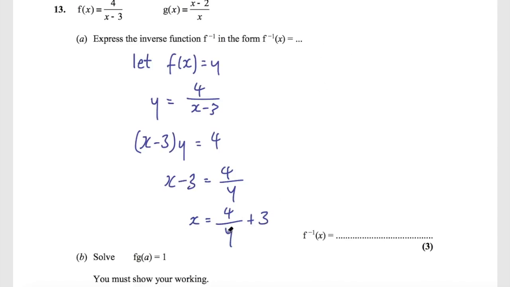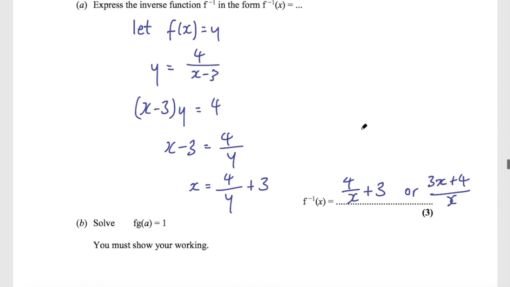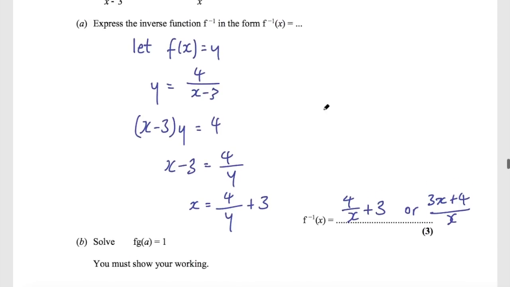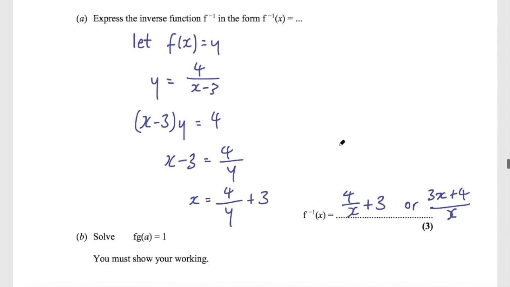And now what we do is we change these values. So we say x is f inverse x and y is x. So we can say f inverse x is 4 on x plus 3. Or, if you've done this working out slightly differently, this will be the same as 3x plus 4 on x. They're the same thing. If you combine these fractions, you get 3x plus 4 on x. So either of those two answers is correct. If you check the mark scheme, they get something silly like 5 on 8. I really don't know where they pulled out 5 on 8 for the answer to this, but it's clearly wrong. So don't trust the mark scheme on this question.